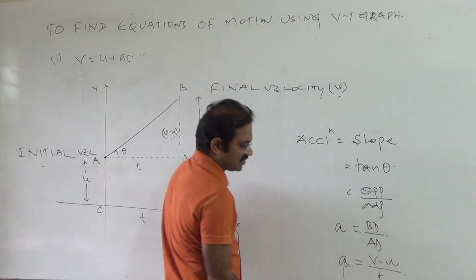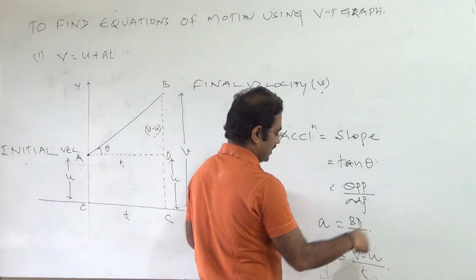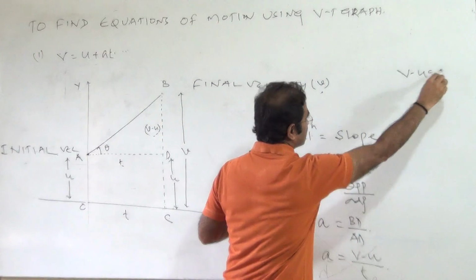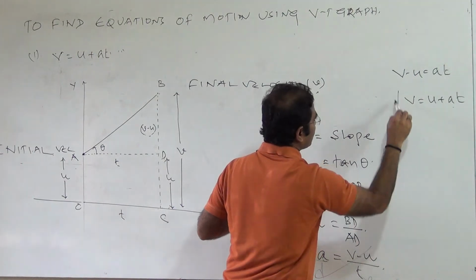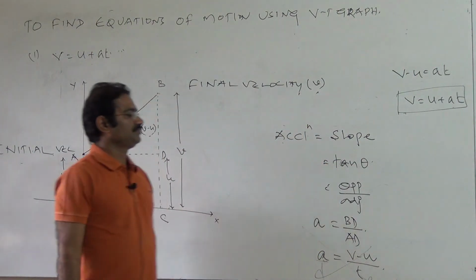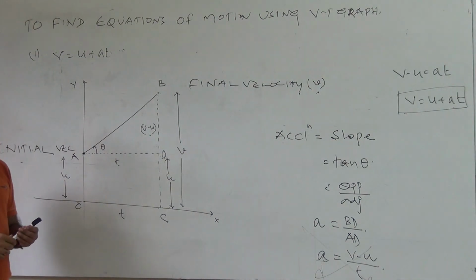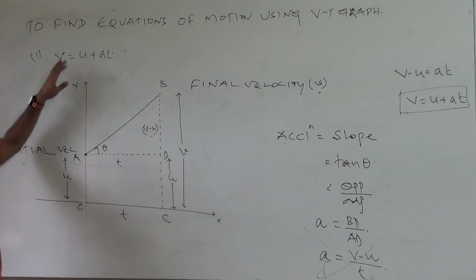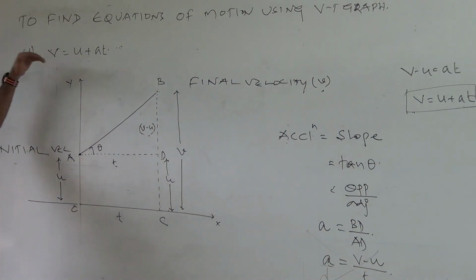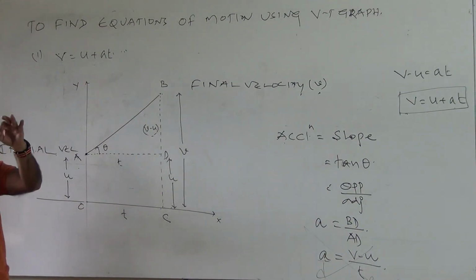In the denominator, there will be 1. By cross multiplication, V minus U is equal to AT, or V is equal to U plus AT. This is your 5 marks question. In your examination, they may ask this one. Very simple, but you should write a systematic explanation for this presentation. If there is a question, prove that V is equal to U plus AT using the VT graph, your answer should be like this.